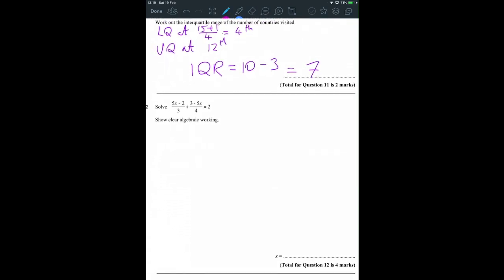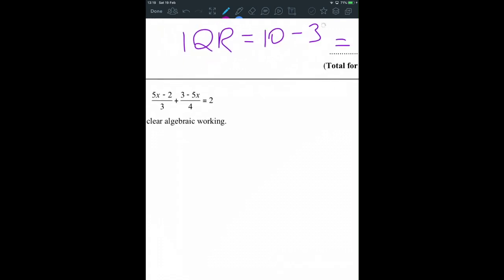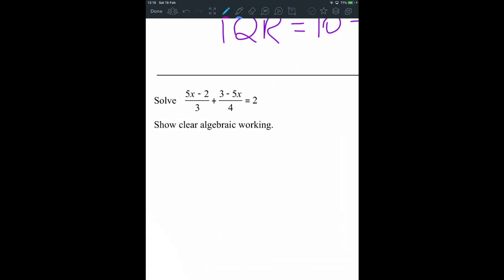An algebraic fraction now. Fortunately for us, the algebra is only in the numerator. Now that does make the working quite a bit easier. Best technique for algebraic fractions is to get rid of the fractions first. So I want to get rid of the over 3 and the over 4. Well, to get rid of both of those at the same time, I can multiply throughout by 12.